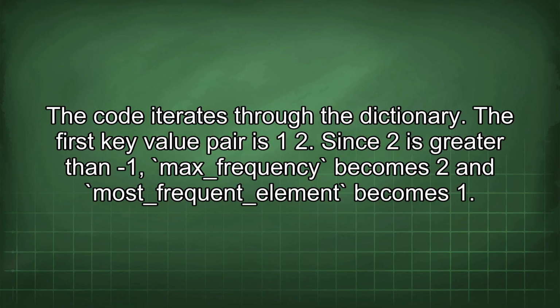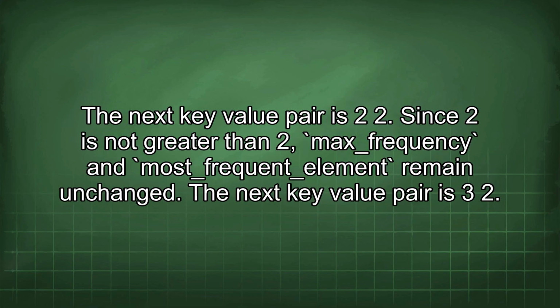The first key value pair is 1, 2. Since 2 is greater than -1, max frequency becomes 2 and most frequent element becomes 1. The next key value pair is 2, 2. Since 2 is not greater than 2, max frequency and most frequent element remain unchanged.